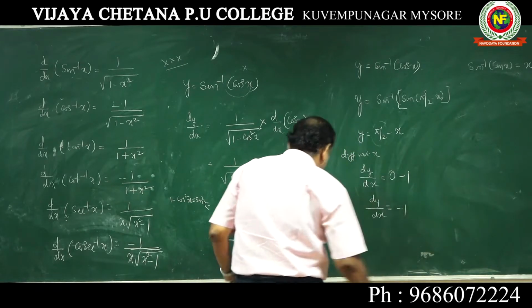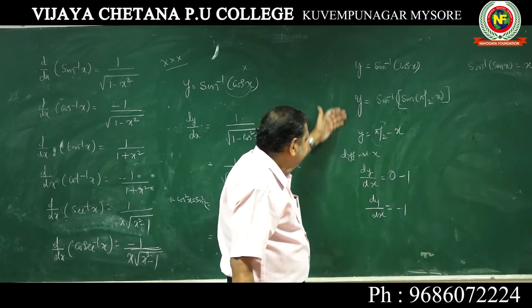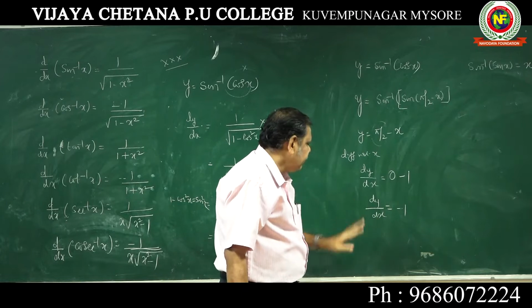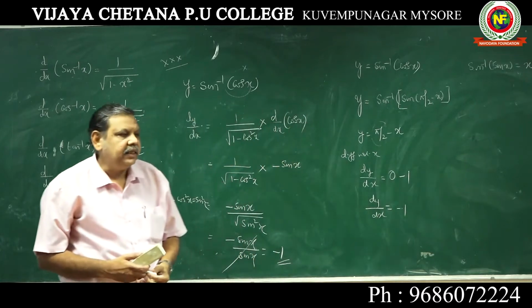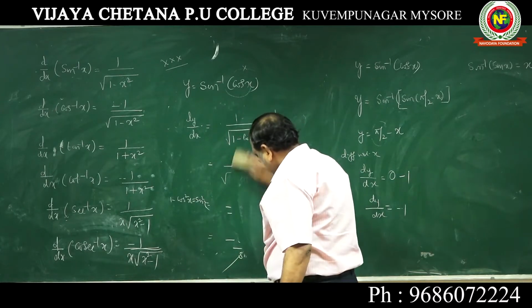If you want, you can do it this way, but in most of the problems we have to do it this way. This is the easiest way: you have to convert cos to sin, and you will get the answer. dy by dx is equal to minus 1. Take one more problem.